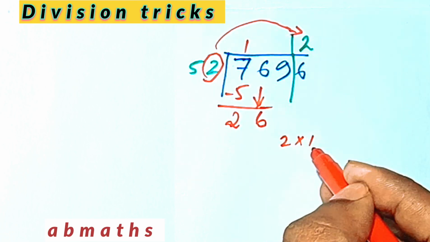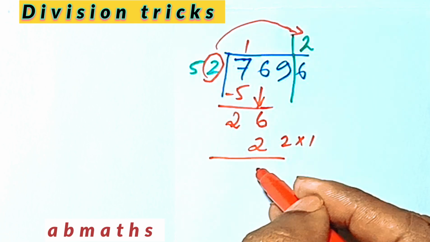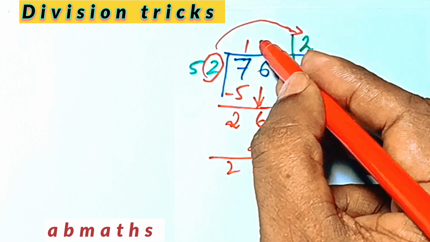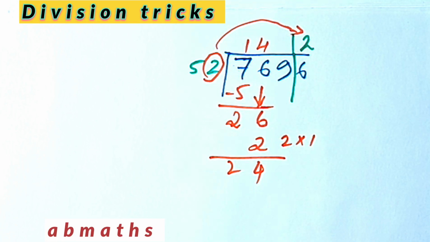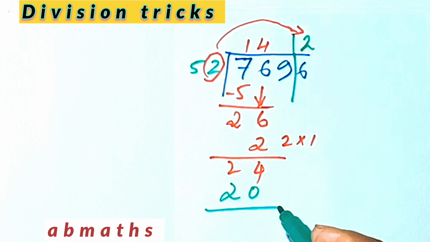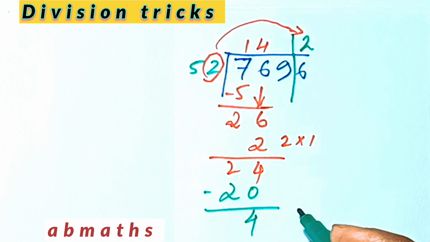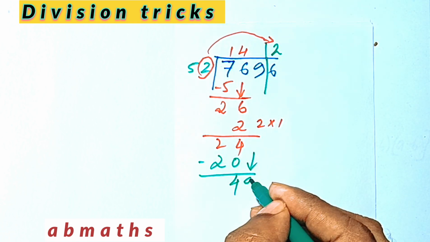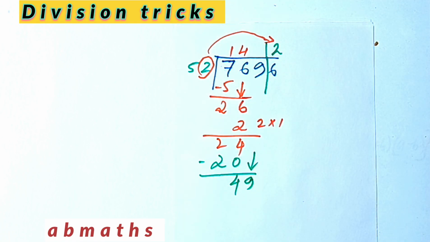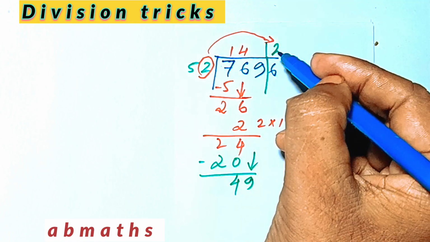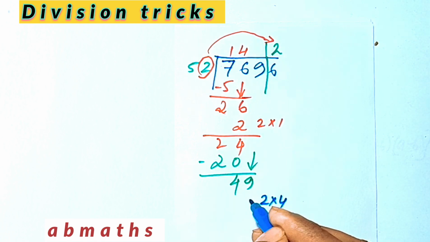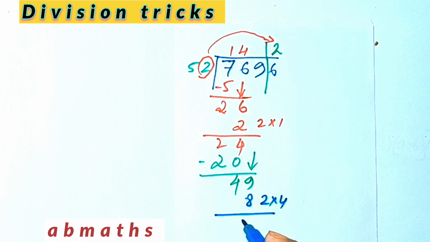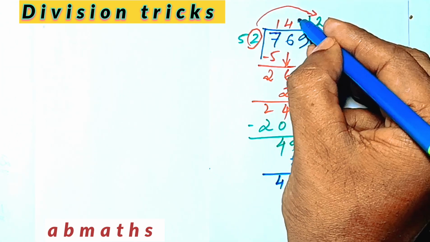2 1 is 2. Then we subtract this. 6 minus 2 is 4. So 5 4 is 20. After subtraction, we get 4 here. 9 comes down. When a number comes down, we have to multiply and subtract. So 2 into 4, 8. After subtraction, we get 41. So we'll divide it by 5. 5 8 is 40.